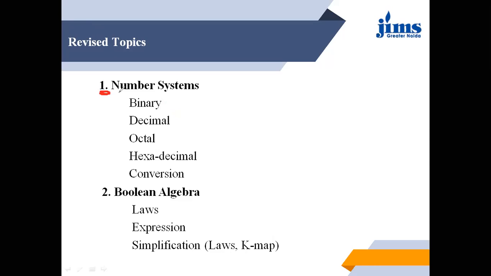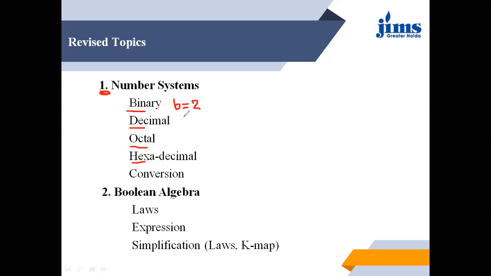First, we discuss the number systems, what a number system is and what the different types of number systems are. In types of number systems, we discuss the binary number system, the decimal number system, the octal number system, and the hexadecimal number system. Here we discuss that the base of the binary number system is 2. It has only two numbers, that is 0 and 1.